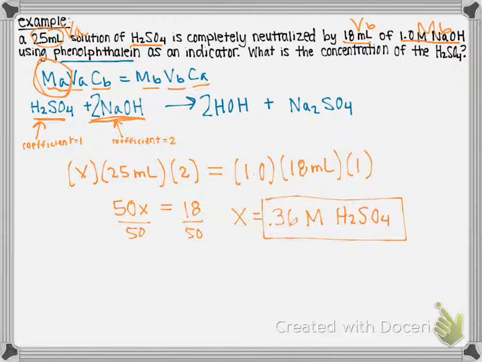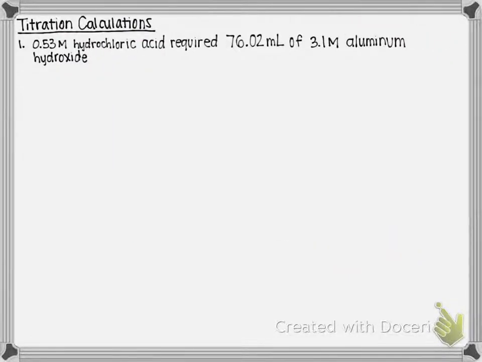Alright, so we're going to do the first 2 examples of the titration calculation worksheet that you got. Number 1 is 0.53 molar hydrochloric acid required 76.02 milliliters of 3.1 molar aluminum hydroxide. So your equation is MaVaCb equals MbVbCa. In order to get your coefficients, you need a balanced equation.